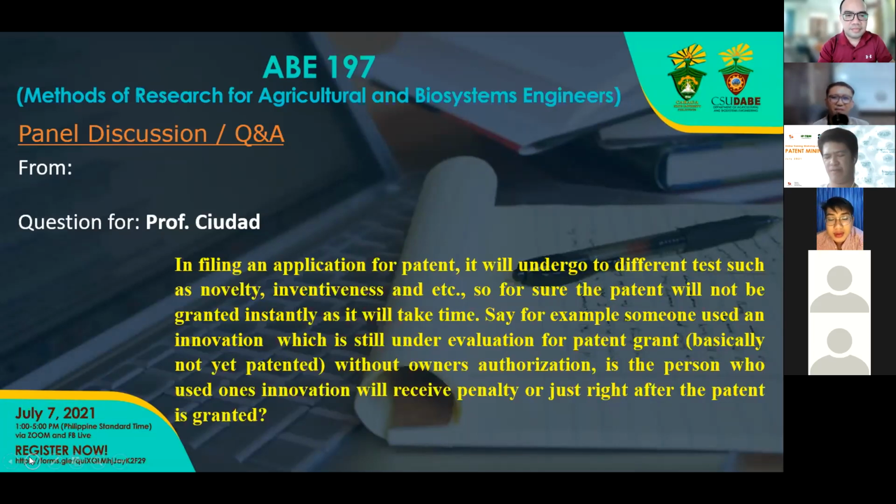Okay, thank you. Very good question. Basically, once you apply for a patent, as the one applying for it, you get the priority date. Your protection starts from the filing date. So that is the scope of your protection, from the filing date to 20 years later, if your application is granted. By the way, an application for patent usually takes around 3 to 5 years to be granted.